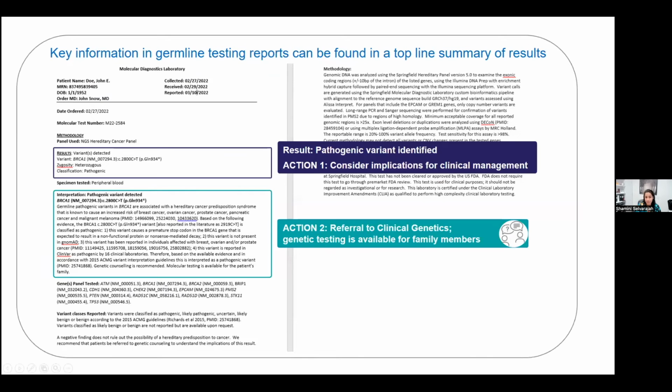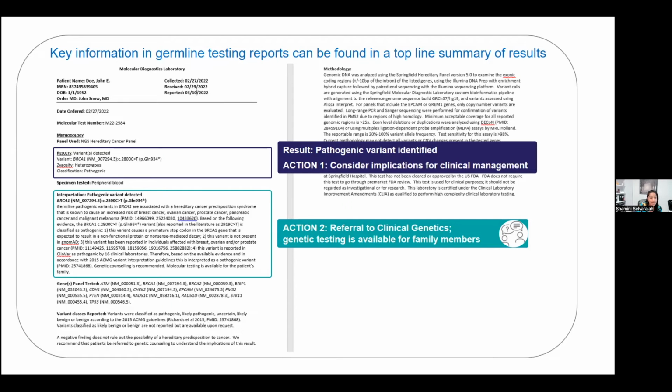I have a very generic report over here, which is a report for germline testing. There's a lot of information, but there are just two areas I'm going to focus on. The first one is the results section. This results section here says that a variant is detected and that this variant is in BRCA. The rest here just describes what that particular variant is. The classification is that it's pathogenic.